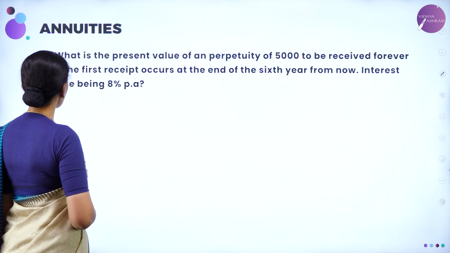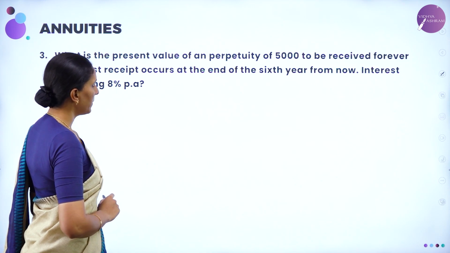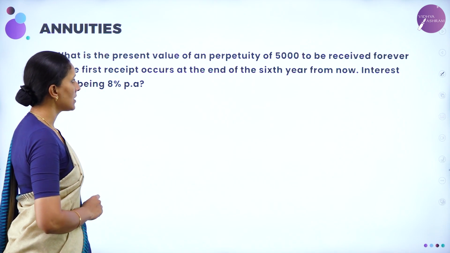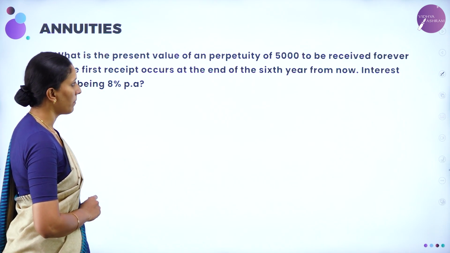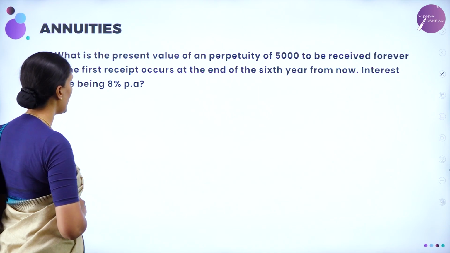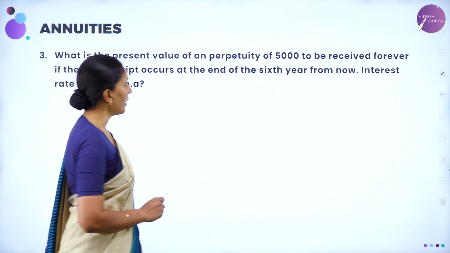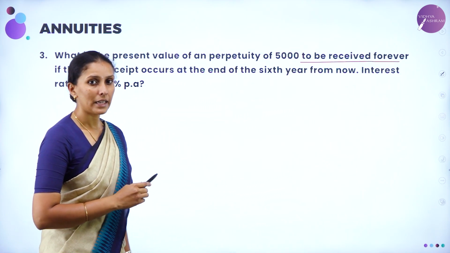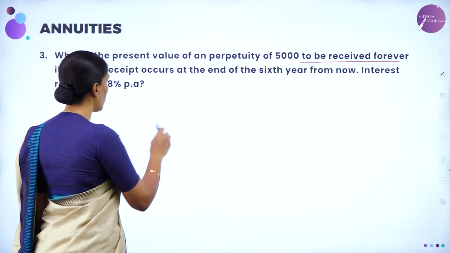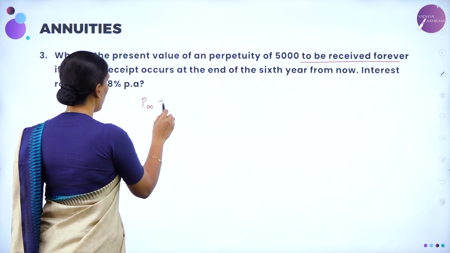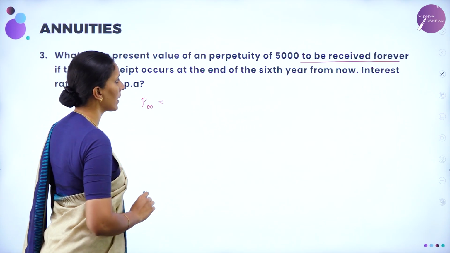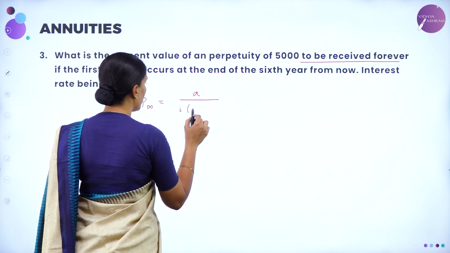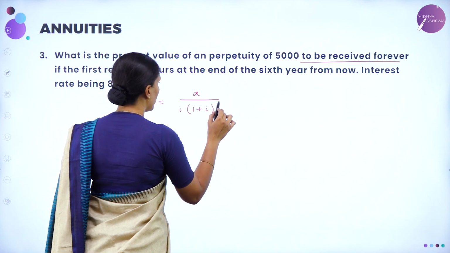Next question. What is the present value of a perpetuity of 5,000 to be received forever if the first receipt occurs at the end of the 6th year from now, interest rate being 8% per annum? So here the amount is to be received forever. So that means the formula of perpetuity should be used because here the time period is forever. So A divided by I into (1 plus I) whole to the power D.